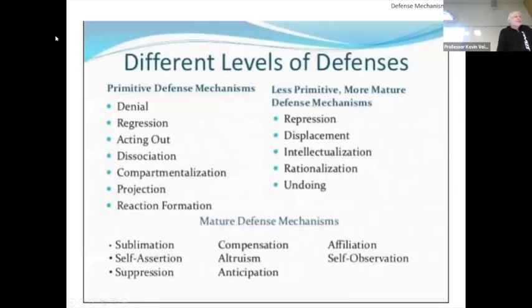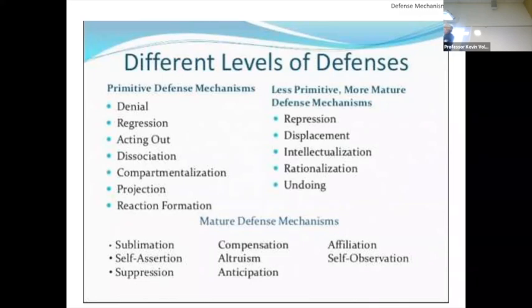But different levels of defenses, and again, I'm presaging the lecture on levels of personality organization. Primitive ones: denial, regression, acting out, dissociation, compartmentalization, projection, reaction formation. Less primitive: repression, displacement, intellectualization, rationalization, undoing. We all probably do some of these, and then more mature ones, the ones we use when we're self-actualized: sublimation, which I first talked about, self-assertion, suppression, compensation.